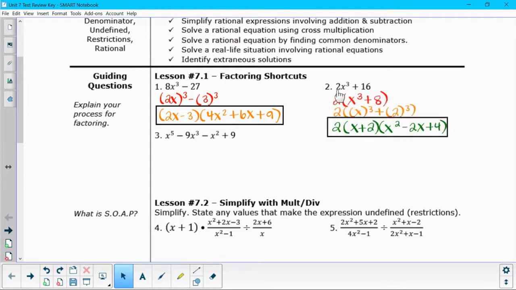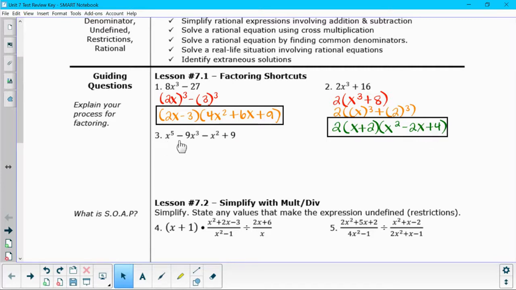I'm going to first get a GCF of 2 out of 2x cubed and 16, leaving me with x cubed plus 8. My a term is going to be x. My b term is going to be 2. I end up with 2 times (x plus 2)(x squared minus 2x plus 4).